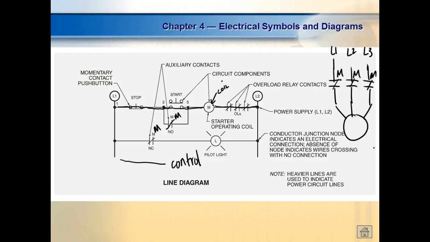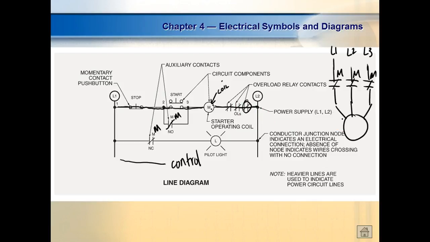Now, what would happen if the motor started pulling too much current? One of its overloads is going to trip. It'll open that contact, cause this thing right here to do what? De-energize or drop out. And now we can't start it until we do what? Until we clear up the overload.